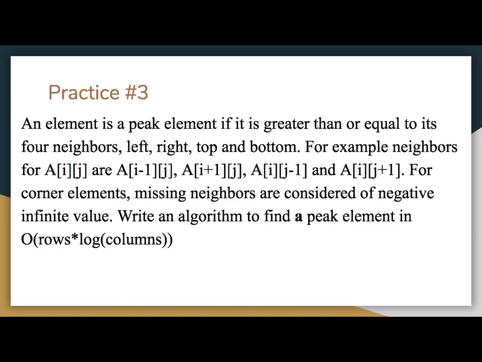What is a peak element? A peak element is an element that is greater than its 4 neighbors: top, bottom, right, and left. And there can be many peak elements. So think about it as a local maxima instead of a global maximum. And we want to do this in big O of rows times log of columns time, and we want to find a peak element, not the peak element. So this is an important clarification.